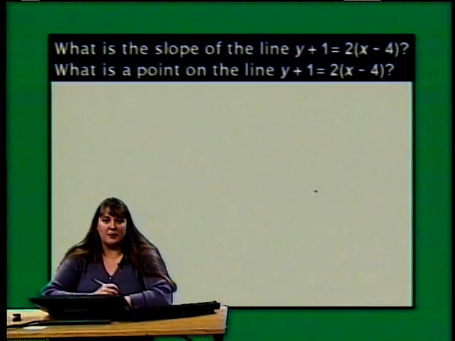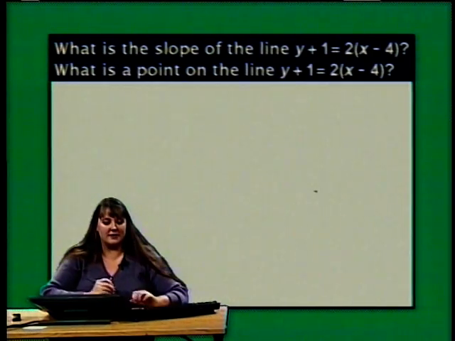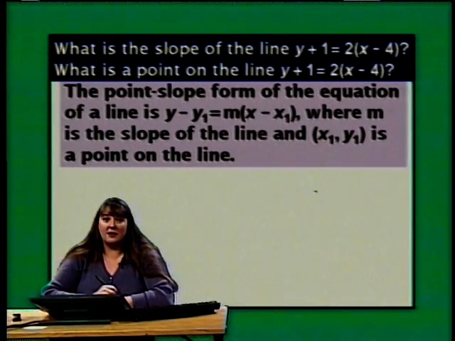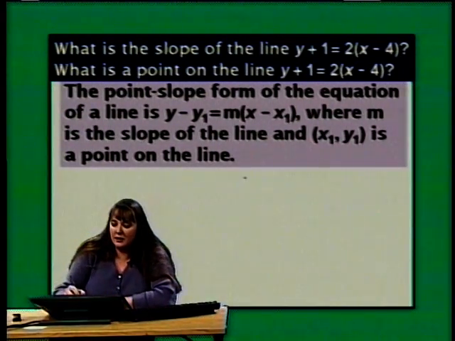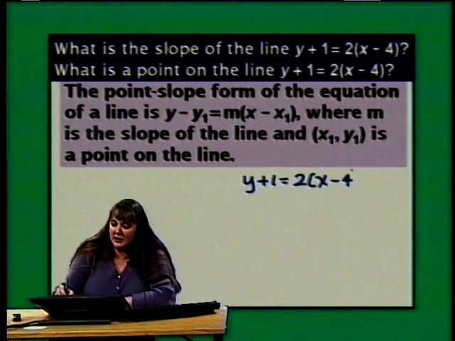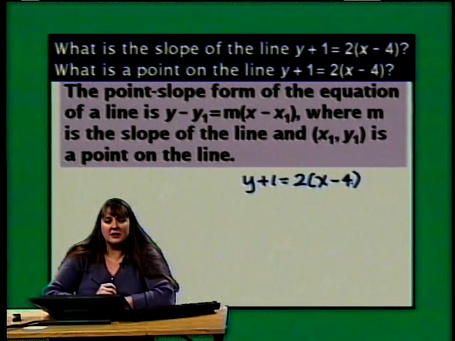Let's look at another example. What's the slope of the line y plus 1 equals 2 times the quantity x minus 4, and what's a point on this line? Thinking of our point-slope form again, it seems fairly obvious that the slope is 2, since that's being multiplied by the quantity x minus 4. What's a little bit trickier here is determining a point on the line.